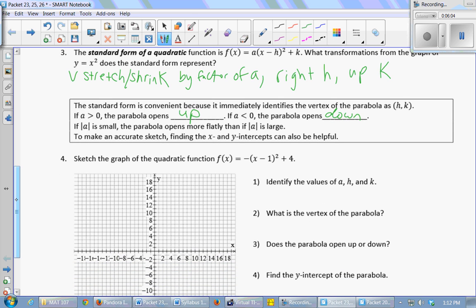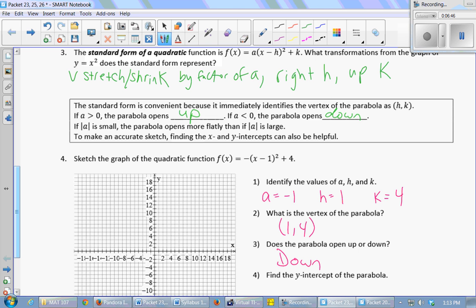All right, so let's sketch the graph of this quadratic function, negative (x minus 1) squared plus 4. So what are my values of a, h, and k? a is negative 1, h is 1. Yeah, because the minus is part of the formula, so it's just the number after that. So it's a 1, and k is 4. Okay, so what's the vertex of this parabola? (1, 4). Does it open up or down? Down.